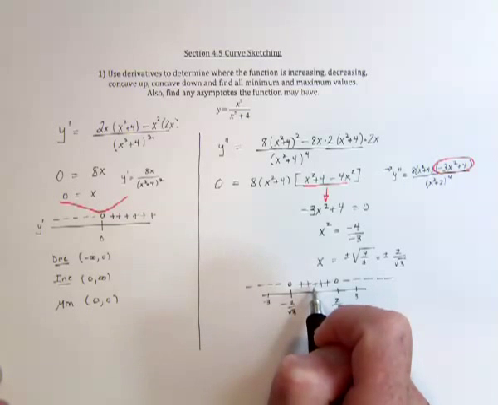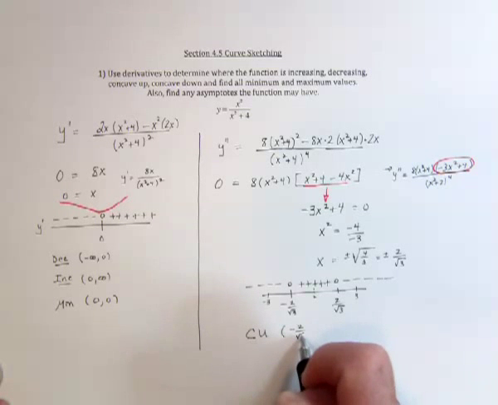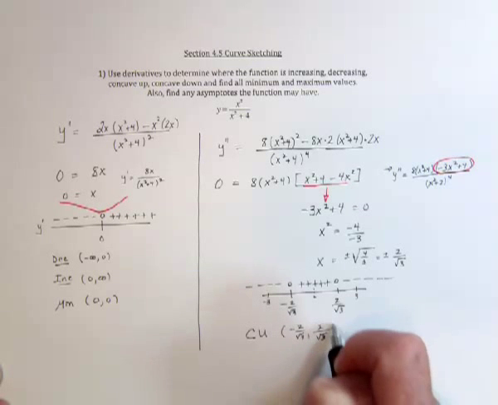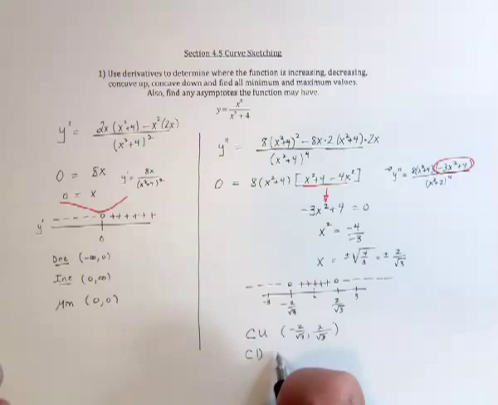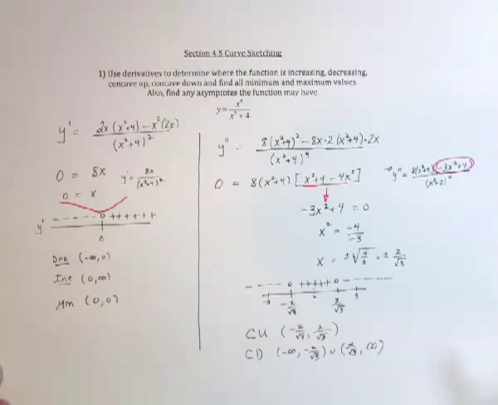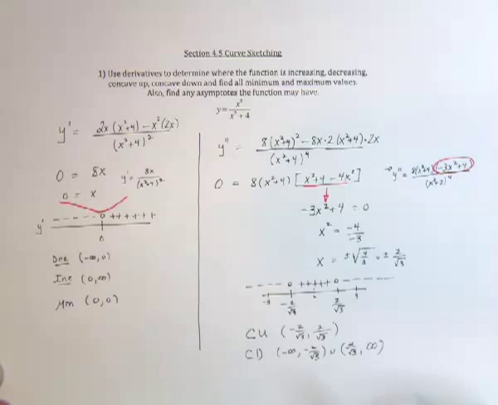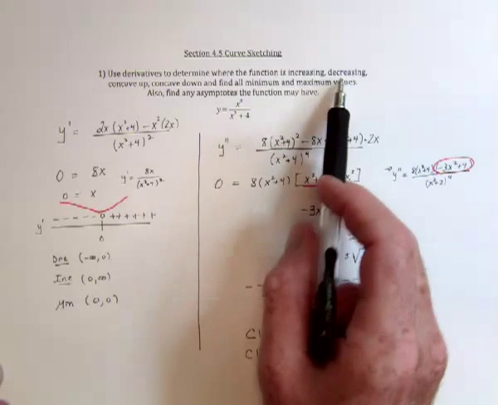So it is concave up in the middle, from negative 2 over radical 3 to positive 2 over radical 3. Concave down on the left hand side, from negative infinity to negative 2 over radical 3, together with the right hand side, 2 over radical 3 to positive infinity. This one did not ask for inflection points, but these are the x values for the inflection points. And then concave up, concave down, minimum, maximum, increasing, decreasing.